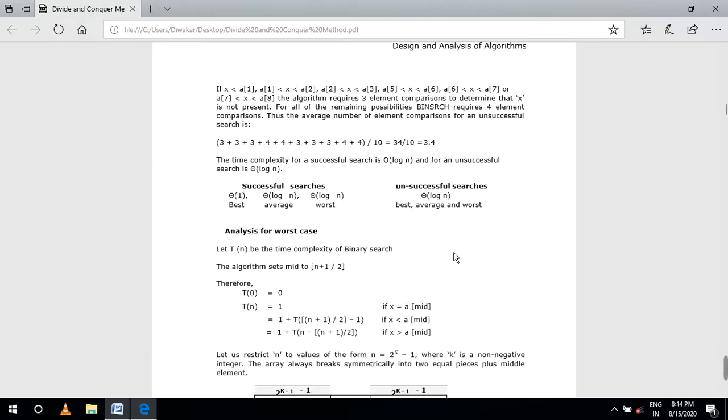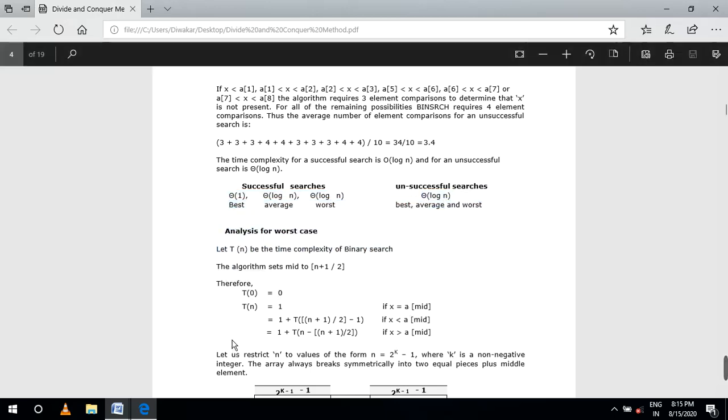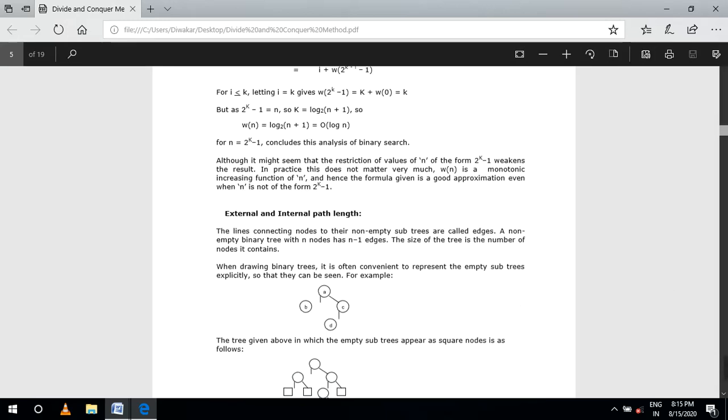If it is a successful search, the best case is order of 1, and the average and worst cases are order of log n. In the case of an unsuccessful search, it is at this level only. What is the analysis for the best case? T of n equals 1, based on the logic you declared.